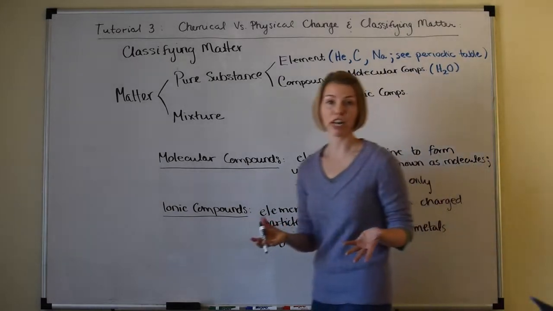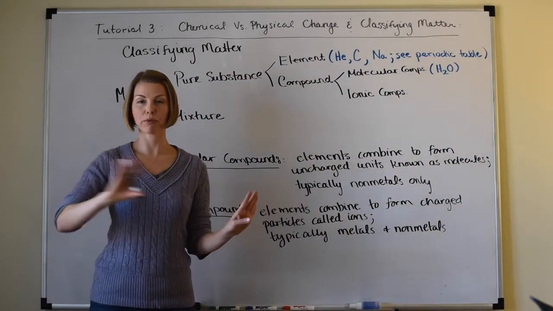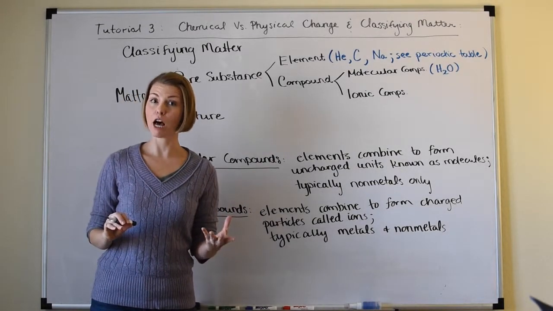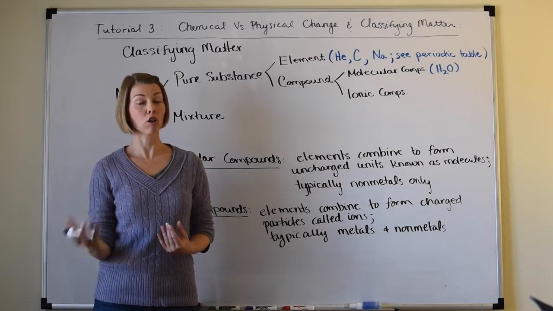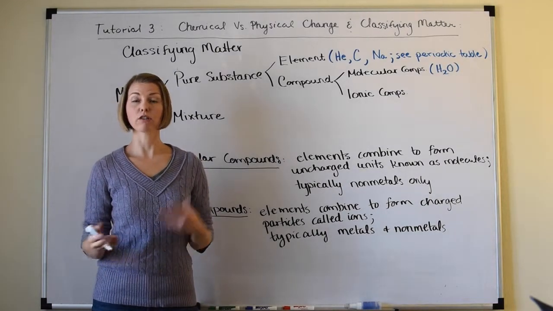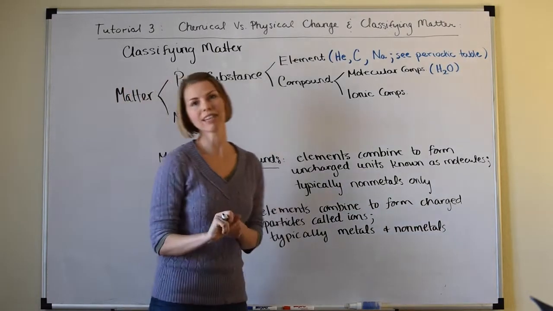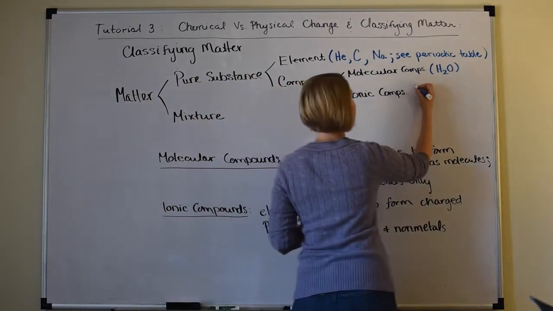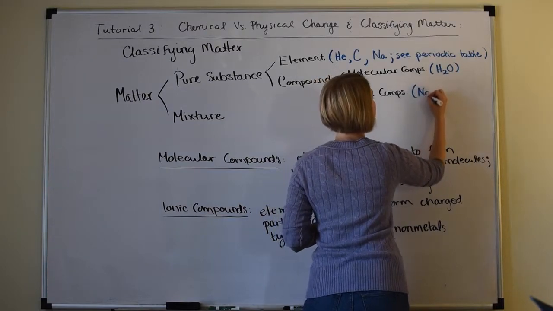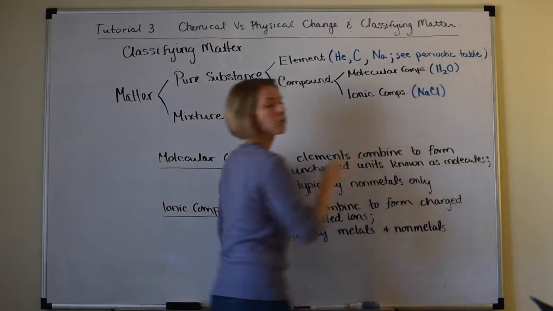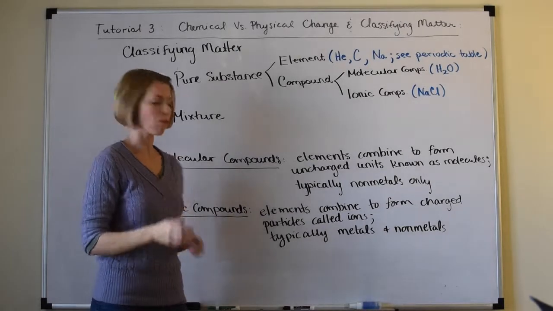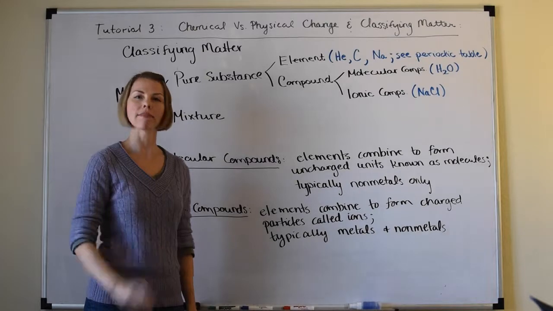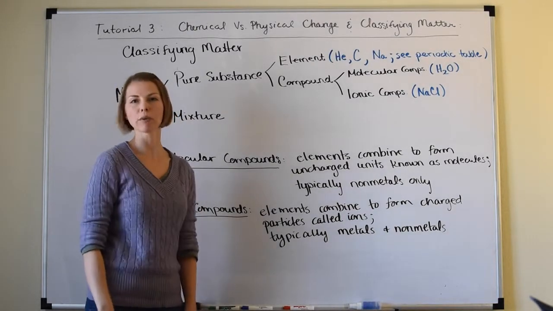So if you check your periodic table, which should have metals separated in color from the nonmetals, you'll see that sodium is a metal and chlorine is a nonmetal. And so sodium chloride is a good example of an ionic compound. So I'm going to go ahead and write that up here for an ionic compound. And this is something that we will be talking a lot more about as we get to tutorials 5 and 6. So just a little foreshadowing of things to come there.